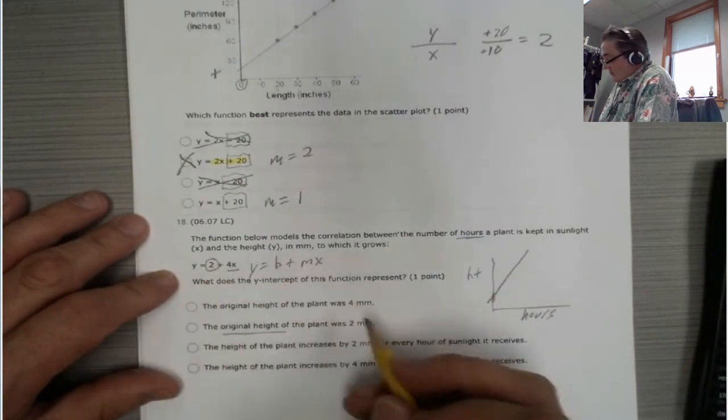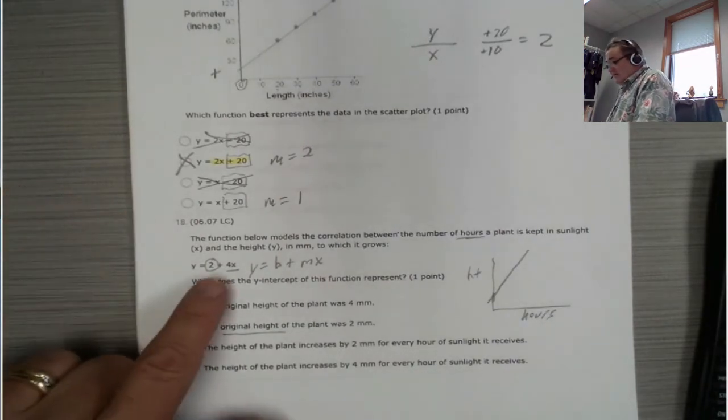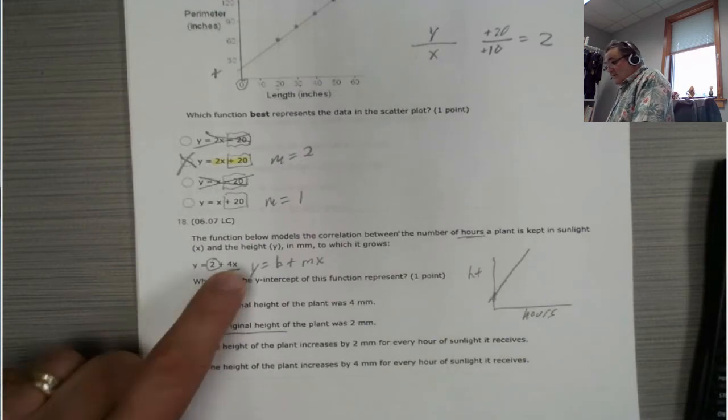And it was a 2. And that's what the plant started at, 2. And then for every hour, it grew 4 millimeters for every hour we put it in the sun.